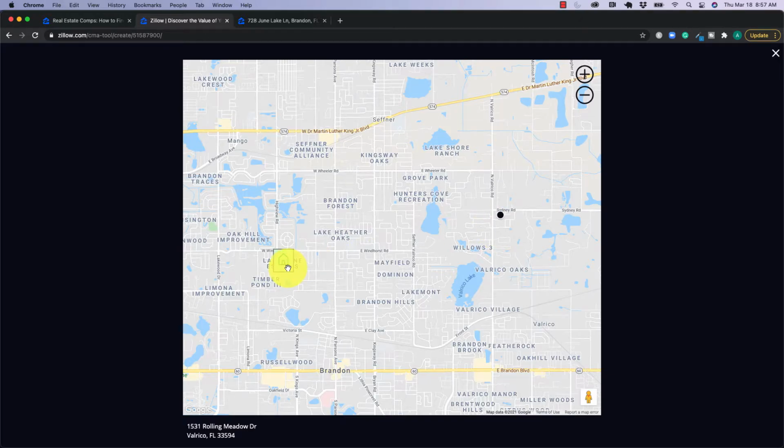So the green is the property that you're ultimately trying to get the estimate for. That's fine. So the one in black, that's how far away this property is. So it's actually in a different, I think, zip code. Valrico is a neighboring town to the right of Brandon. So it's not the exact zip code, but it is not too far away. It's in close proximity. So that's good.